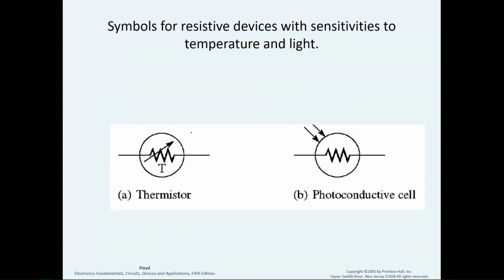So other resistive devices, there's several out there. There's one specifically that relates to temperature that's called a thermistor. These are used in heat applications of all sorts. It changes its resistance based on temperature. About the best and simplest way I can say that.